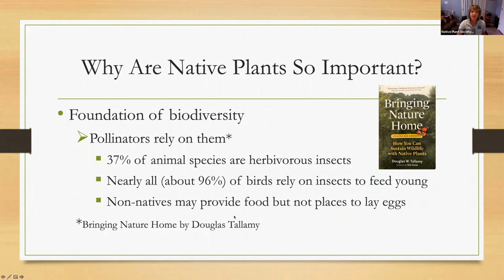So if you have non-native plants in your landscaping, yeah, they might be providing some food in terms of nectar. You'll find butterflies on your zinnias, right? Absolutely. But those non-native plants are not a place for those insects to lay their eggs. They're extremely specific to what type of plant they're going to lay their eggs on and raise their own young.